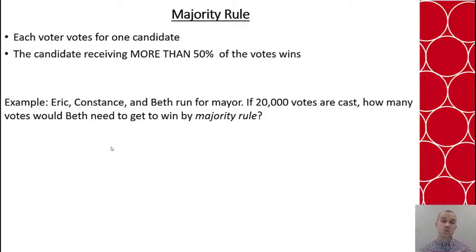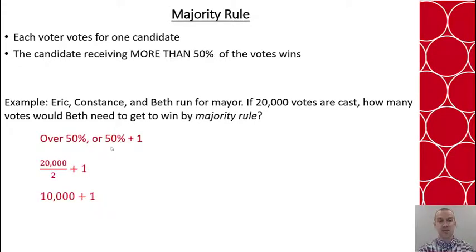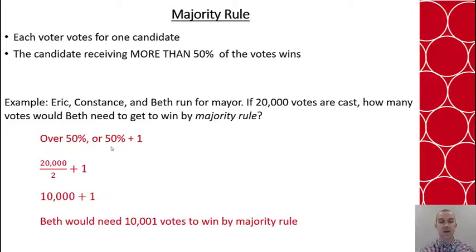So majority rule, again, is more than 50%. So we need to figure out what's 50%, and then exactly one more vote will win that. Well, 50% of 20,000 is 10,000, plus one more means that Beth would need to win 10,001 votes to win by majority rule if 20,000 votes were cast.